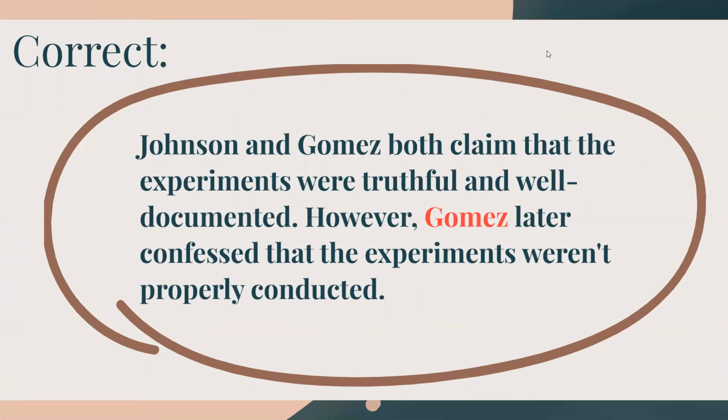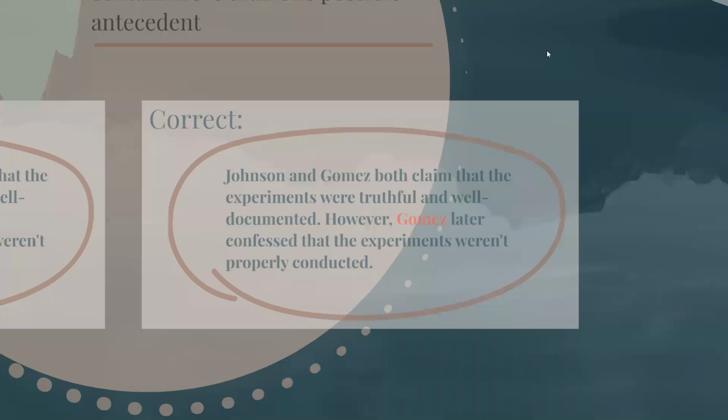In the correct example, which reads, Johnson and Gomez both claimed that the experiments were truthful and well documented. However, Gomez later confessed that the experiments weren't properly conducted. Now our audience has that clearly defined subject, which is Gomez, knowing that Gomez later confessed the experiments weren't properly conducted. So it's important when we are referencing pronouns, going back and looking at those antecedents, that our audience has a clearly defined subject. Our audience needs that clarity in the sentences.